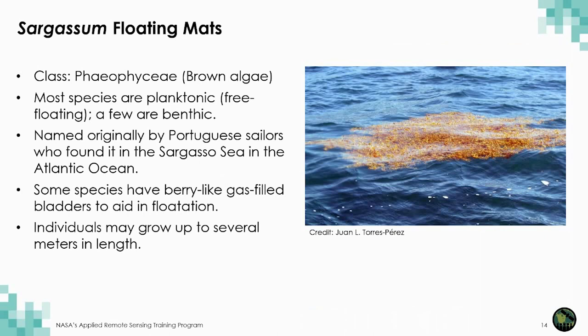Let's talk about sargassum here for a little bit. Now we'll just cover a brief summary about seagrasses and kelps, and now we'll go over a few slides on sargassum. Sargassum also belong to the Phaeophyceae, so they are also brown algae, and most of the species of sargassum are actually planktonic, so they have a free floating life, and there are a few of them that are benthic, that they live on the bottom of the ocean.